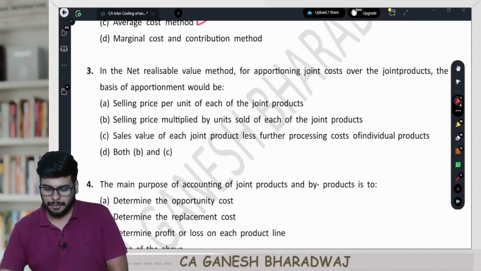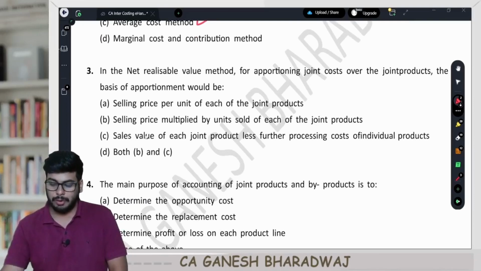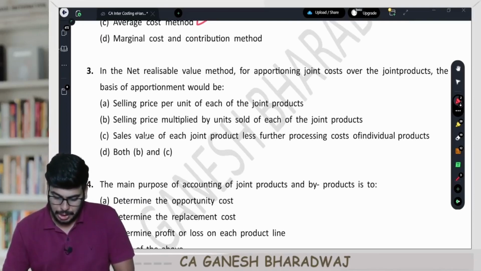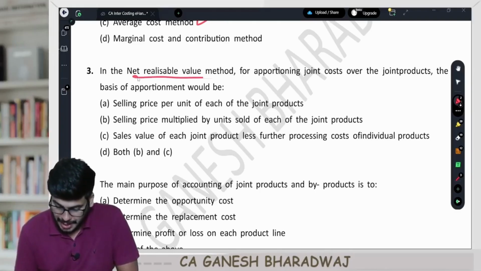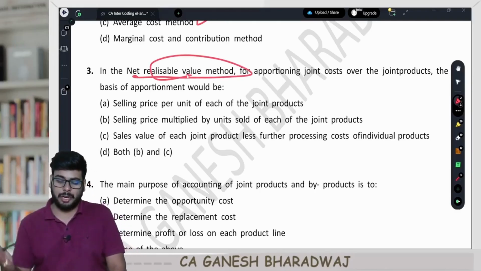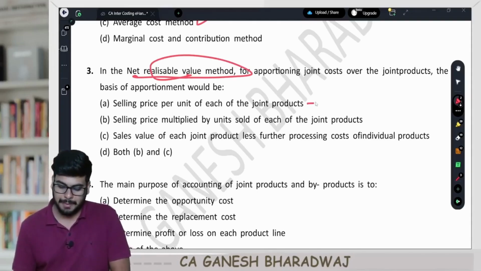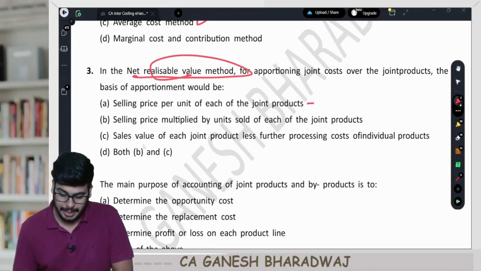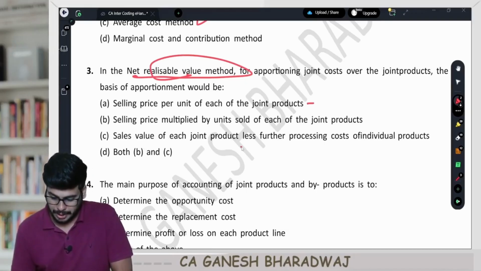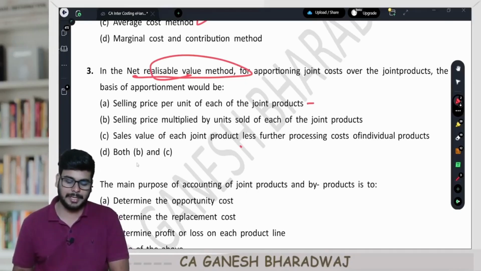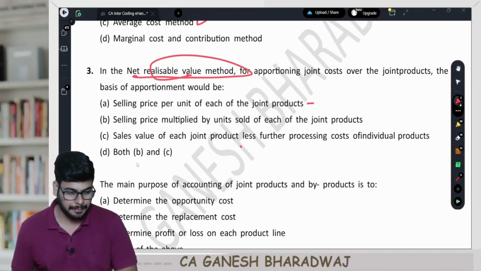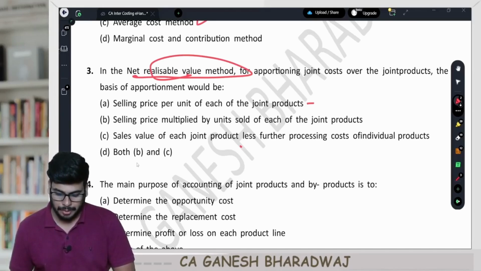In the NRV method, for apportioning the joint costs over the joint products, the basis of apportionment should be: A, selling price per unit of each of the joint products. B, selling price multiplied by the units sold of each joint product. C, sale value of each joint product less further processing cost of individual product. D, both B and C. Which one of the following is correct?